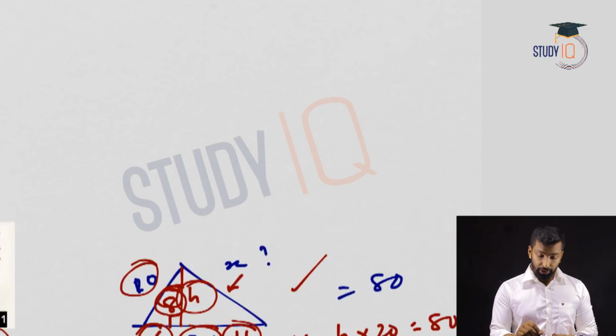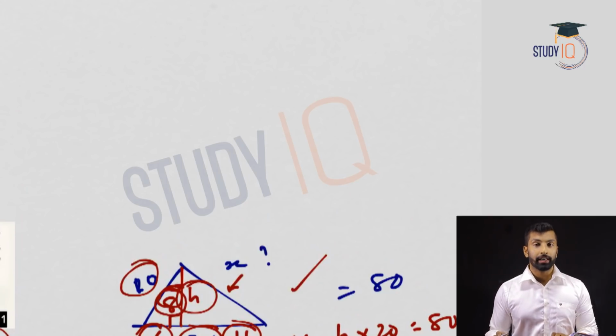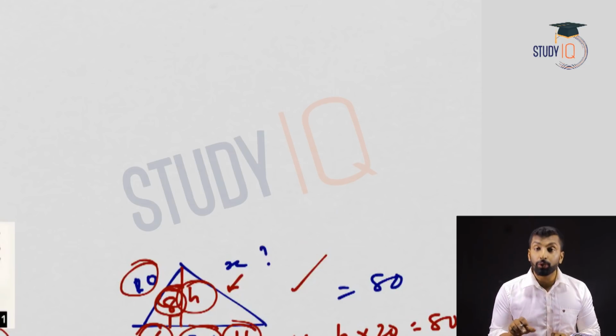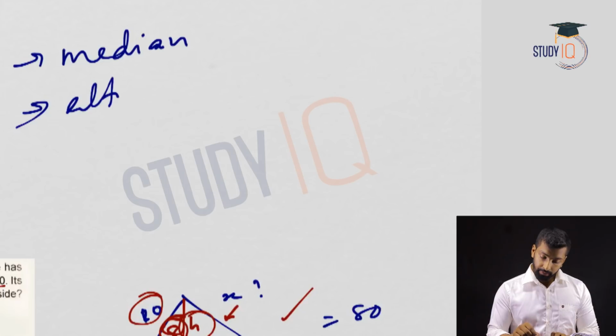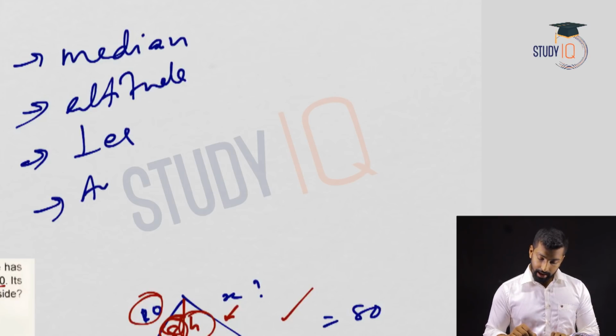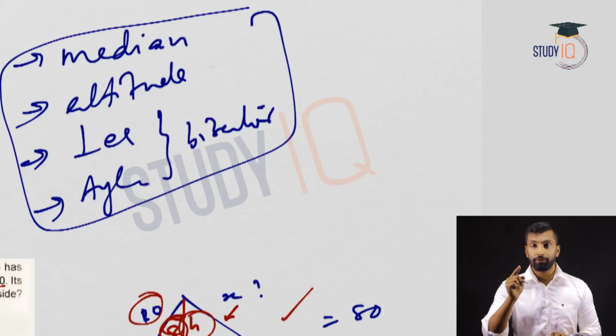So the 4 lines which you can use in a triangle are, as we have already discussed, median, altitude, perpendicular bisector and angle bisector, right? So always be in a position to use these 4 lines if you are getting a triangle. We have discussed in the first part of this video: median, altitude, perpendicular bisector and angle bisector. I have explained this in detail in the first session.